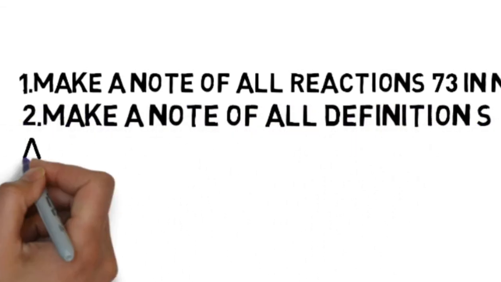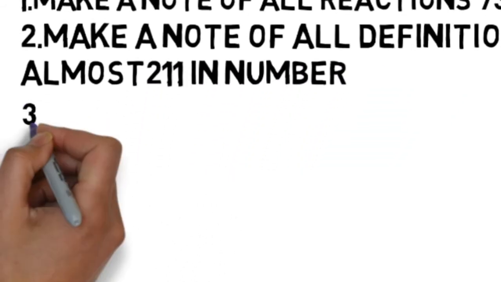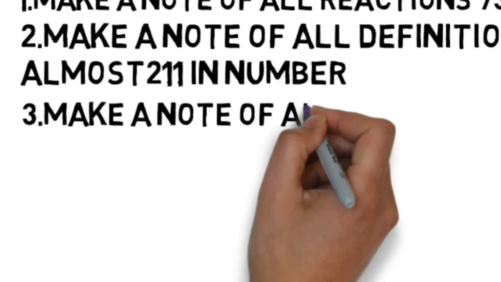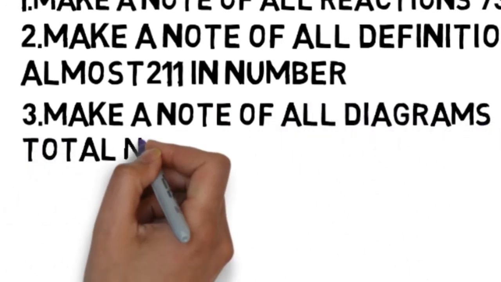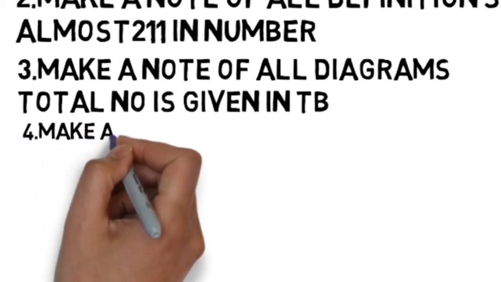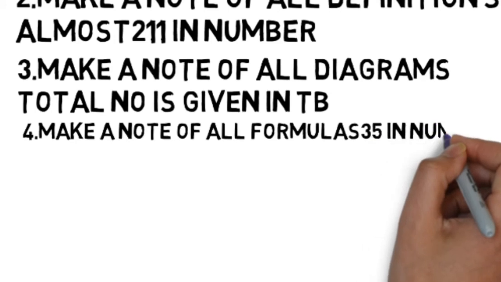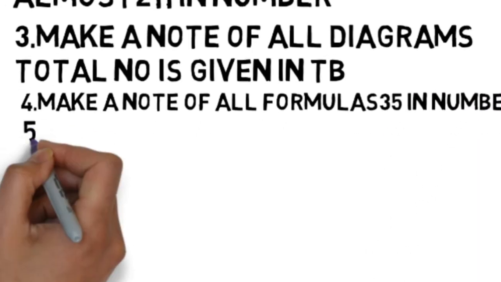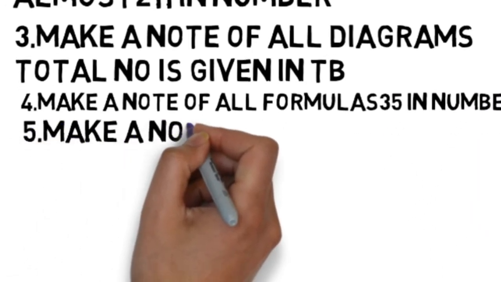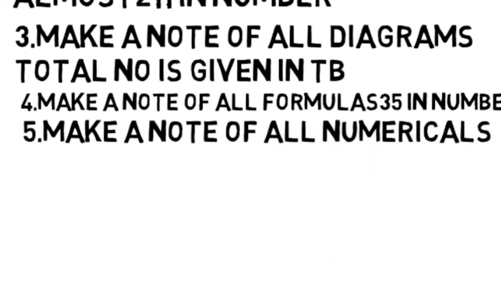You know there are 73 reactions in our book. Children, also make a note of all definitions. Almost 211 in number are there, approximately. And a list of diagrams is given in the book. Make a note of all diagrams and practice them perfectly. Make a note of all formulas. There are 35 formulas including physics, chemistry, light, electricity and 1 pH formula.